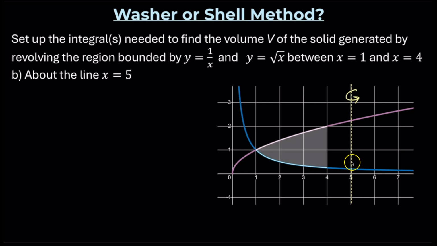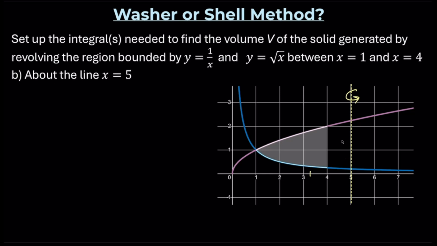Well, if I pick a value here, then if I try to go to the furthest away function, I'm going to hit the 1 over x function, the reciprocal function. And if I pick a y value up here, then I'm going to hit the square root function. So there'd be a different big radius depending on the y value. And then our small radius would be the same each time, but it's going to need two separate integrals. So instead of using the washer method, I'm going to go ahead and use the shell method, shell parallel.